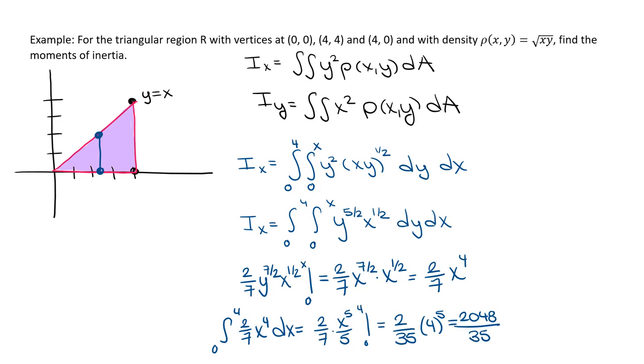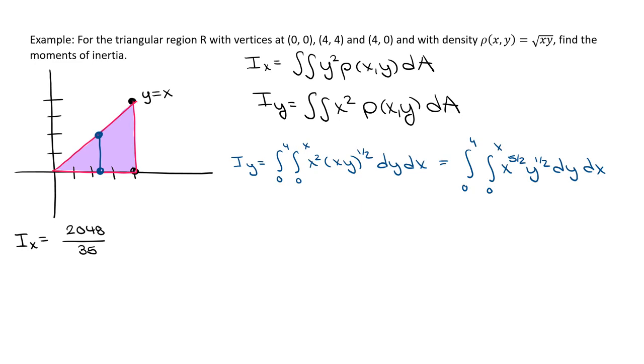So 2/7 x to the 5th over 5. Plug in the 4, plug in the 0, subtract them. I got 20/48 over 35. That's what I got for my final answer for my moment of inertia about the x-axis. So I just copied that down over to the side. There's one of my answers.